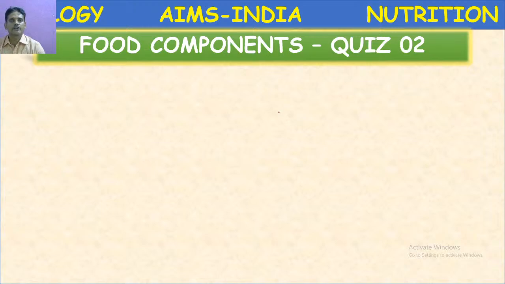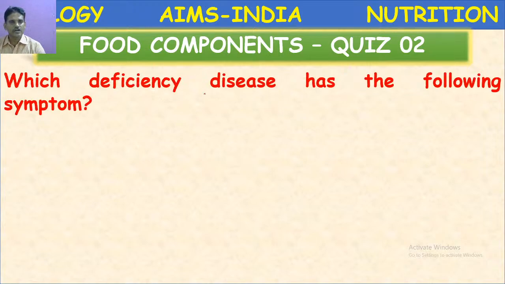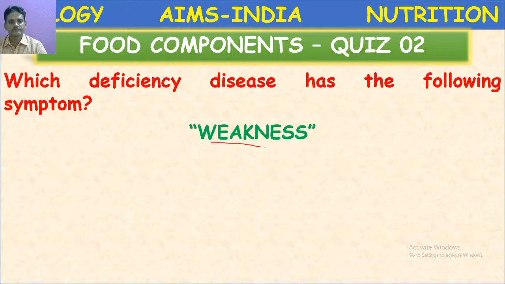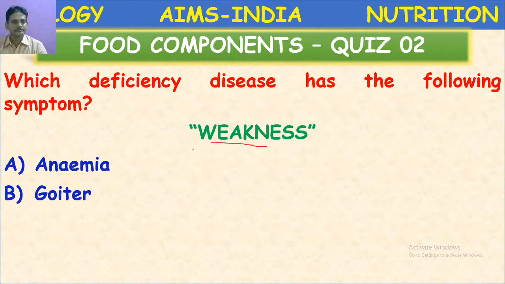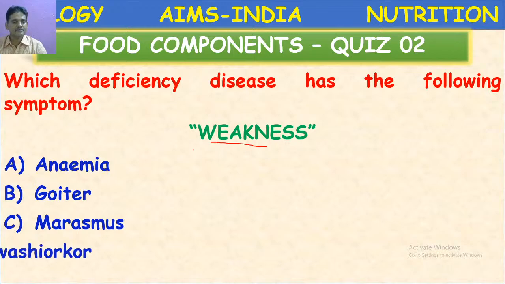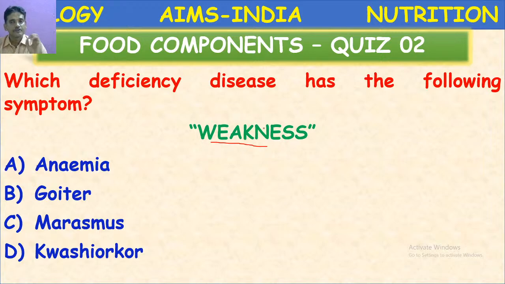So come on children, are you ready? Those who are in live chat, try to answer the questions given here. Which deficiency disease has the following symptom? Weakness. Anemia, goiter, marasmus, kwashiorkor. Which deficiency disease has the following symptom? Weakness. Come on, answer, those who are in live chat.